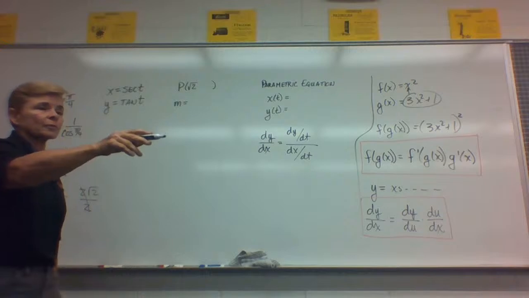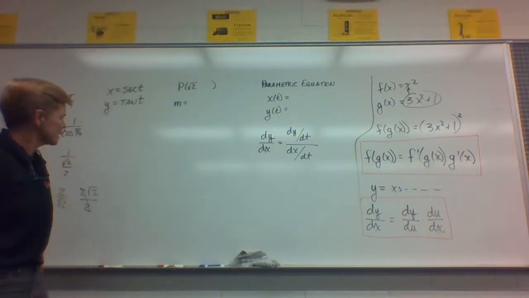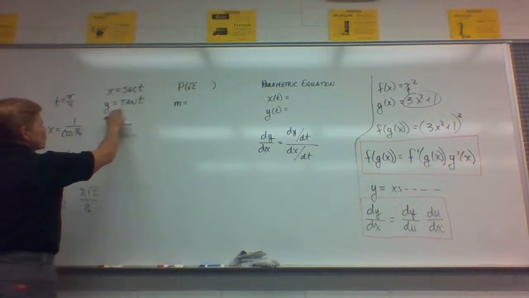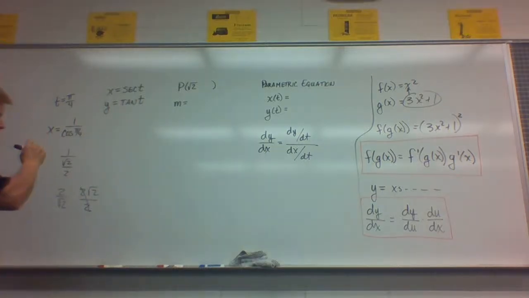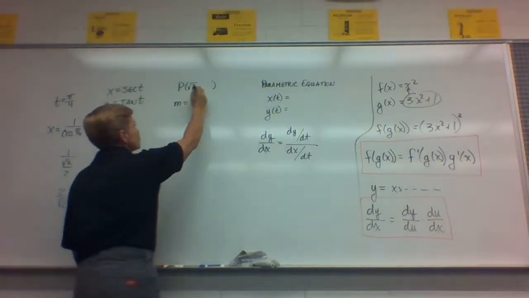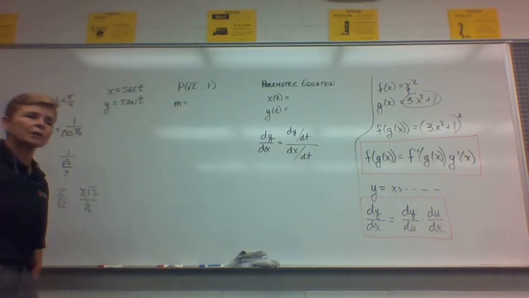That's where they're getting the root 2 from that they provided you with, but they usually won't do that. You have to find it yourself. We also have to evaluate y when t is pi fourths. What's the tangent of pi fourths? 1. Because at pi fourths, you've got both legs the same length, and the tangent is 1. So there's our point. That's one of the things we needed to write the equation of a tangent line.